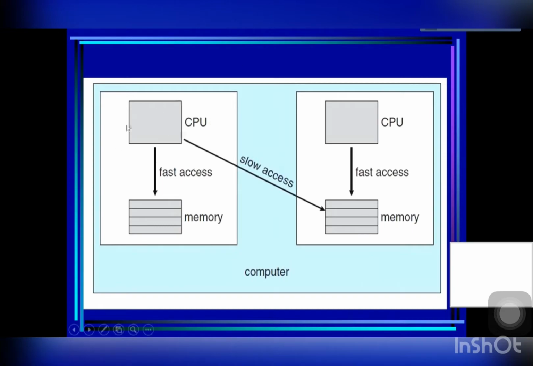So, look at this CPU. If it accesses this memory, it's fast. If it accesses this memory, it's slow, because this memory is on the same motherboard as this CPU, but this main memory is on a different motherboard. So this is non-uniform memory access.